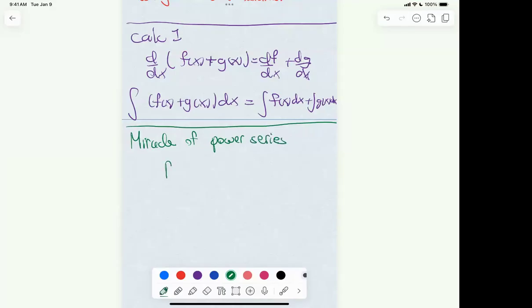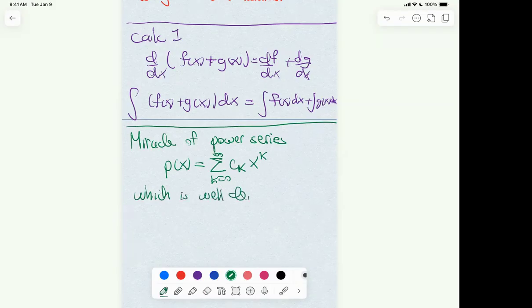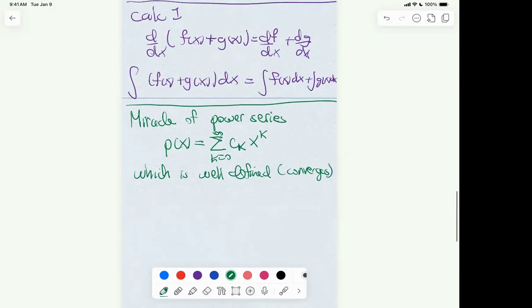If you have a power series which converges on some interval, by that I just mean that it's well defined on some interval, then you can differentiate it and integrate it term by term. That's the cool thing.